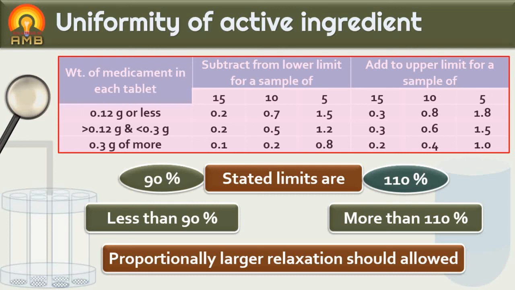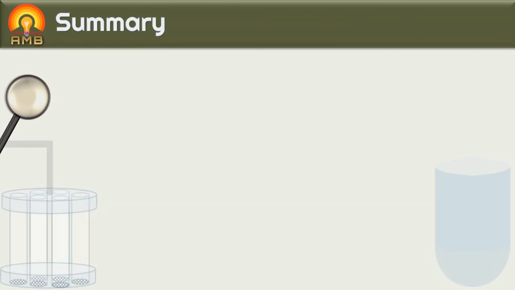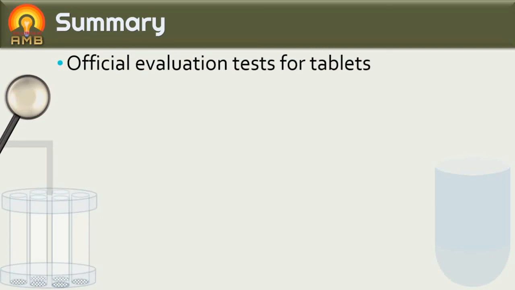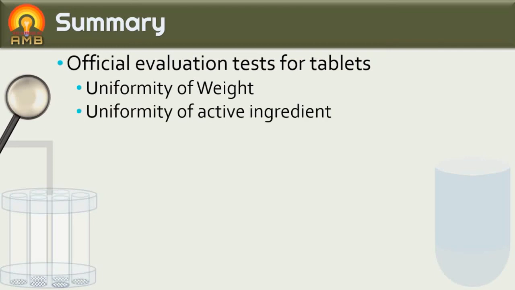The next official evaluation tests for tablets, that is the dissolution test and disintegration test, we will discuss in a separate presentation. Now it's time to summarize today's session. We discussed official evaluation tests for tablets like uniformity of weight and uniformity of active ingredient. We discussed how these tests are carried out, what the limits accepted for these tests are, and what relaxation can be accepted if the number of tablets is less for the test.